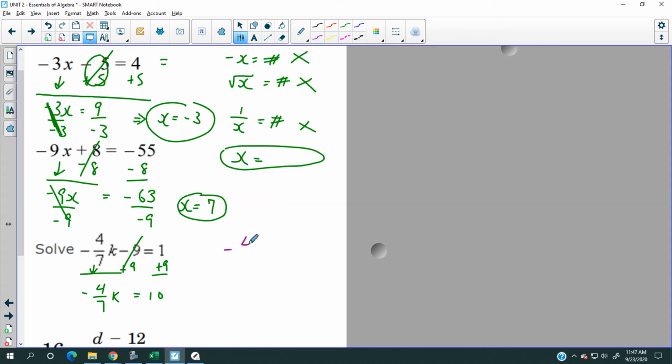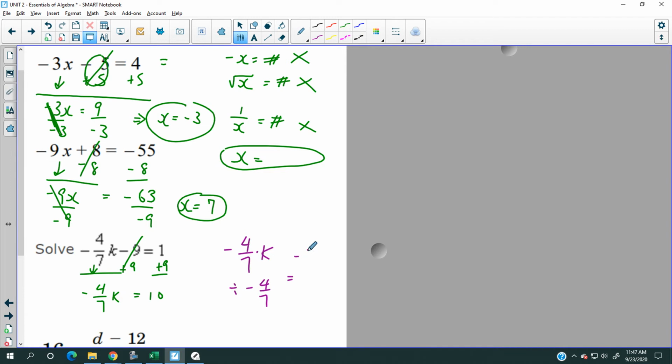Think about this. If you want to get rid of this, you see how this is being multiplied here? What's the opposite of multiplication? Division. What's the rule when you divide with fractions? Remember that? 6th grade stuff. It's 3 words. Keep, change, flip.